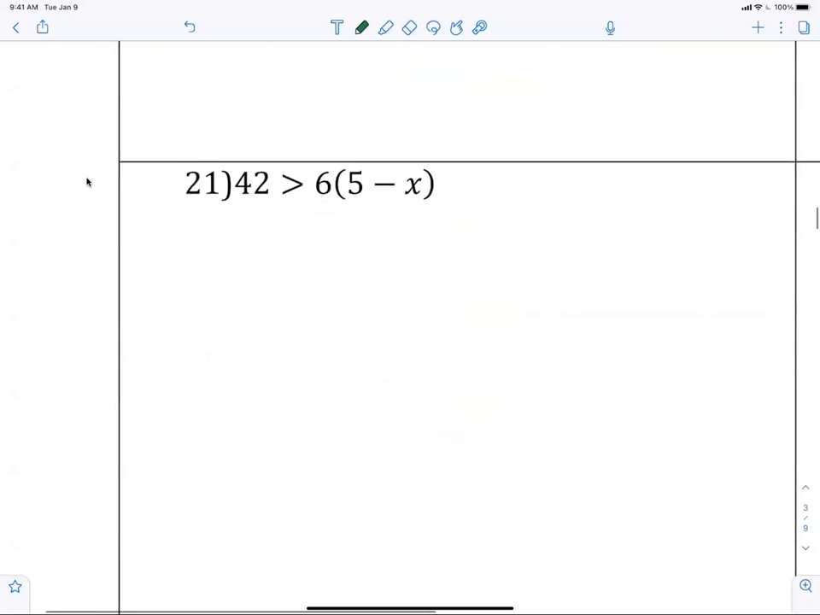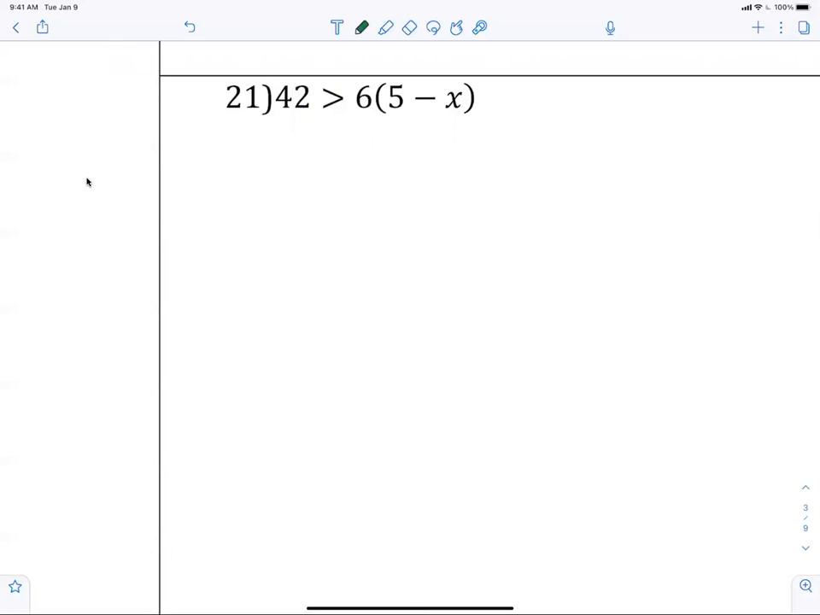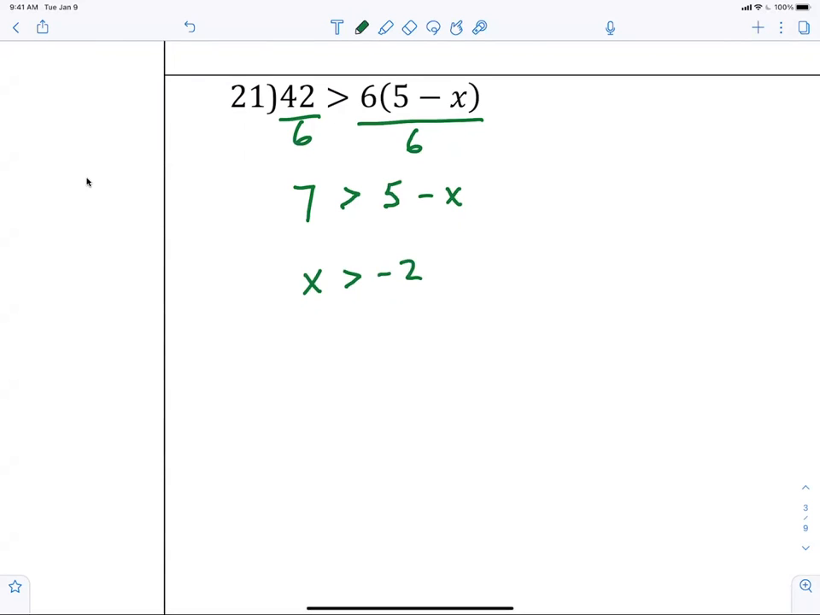Okay, here we go. Let's knock out 21. Instead of distributing, Luca, it's much easier to just divide by 6. Makes the problem easier. 7 greater than 5 minus x. Everybody see the minus x, right? So I'm just going to throw it on the other side, and it becomes positive x, right? So I'm adding x, and I'm subtracting 7. What's 5 minus 7? Negative 2.